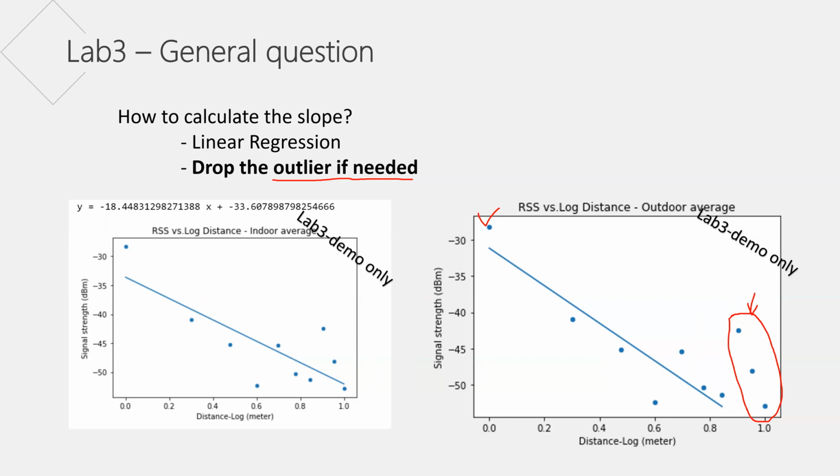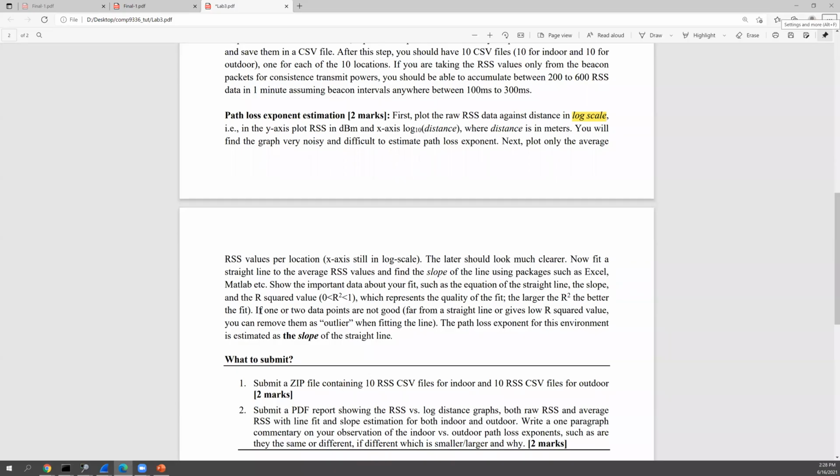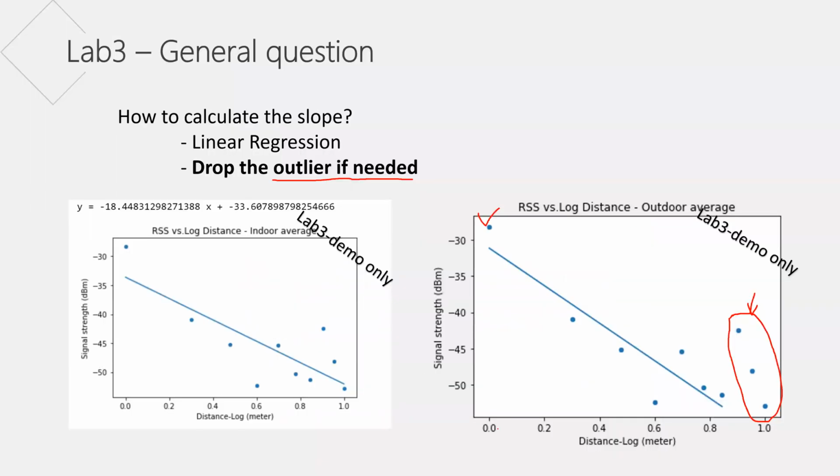Okay. Do you have any question related to that? You can see the details here. If we have some outlier, we can drop them when we fit the line. So the graphs here are just for reference only. You are not required to draw a plot exactly the same as mine. Okay. And don't worry if you got a different value from mine.